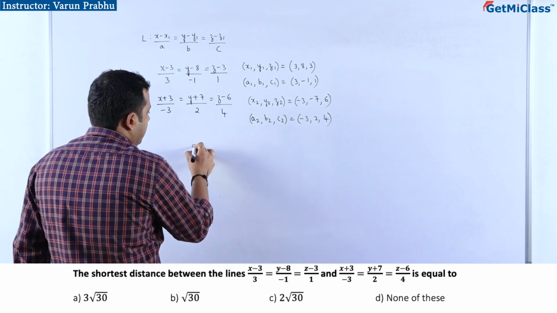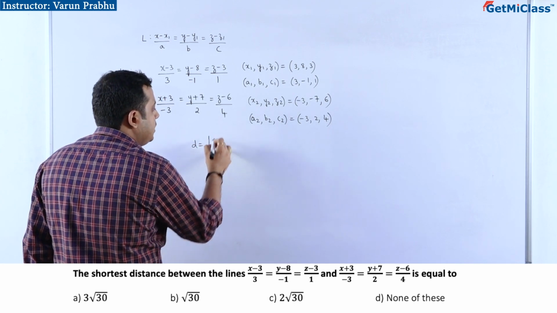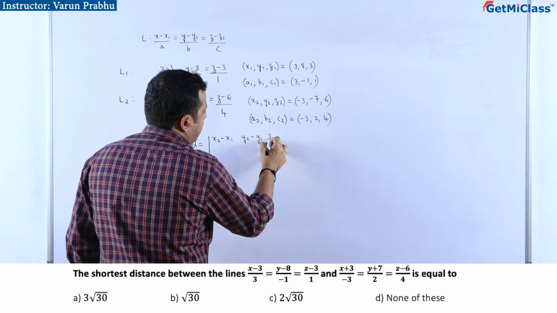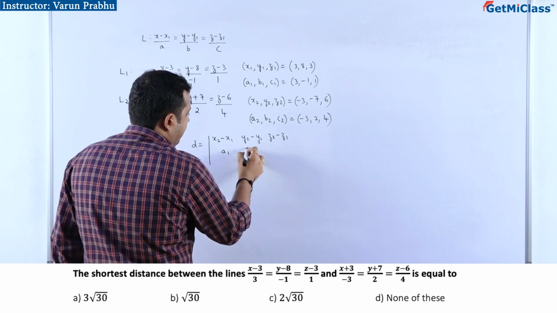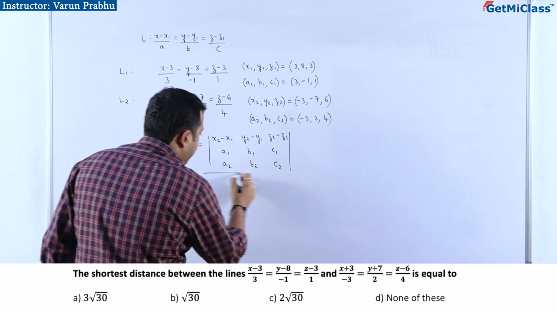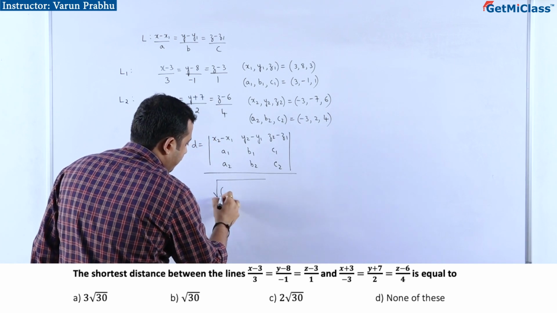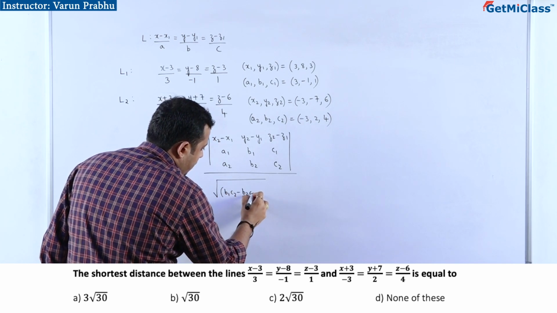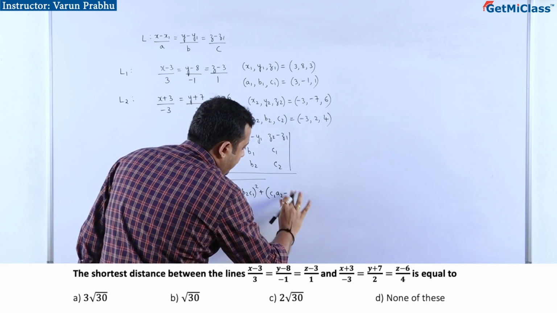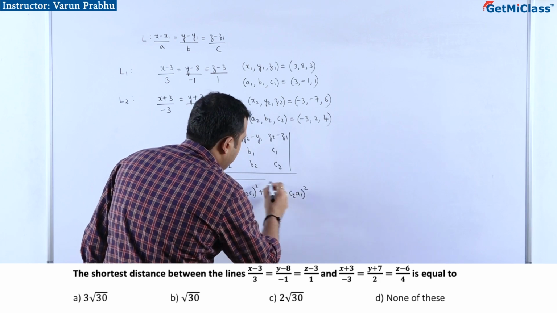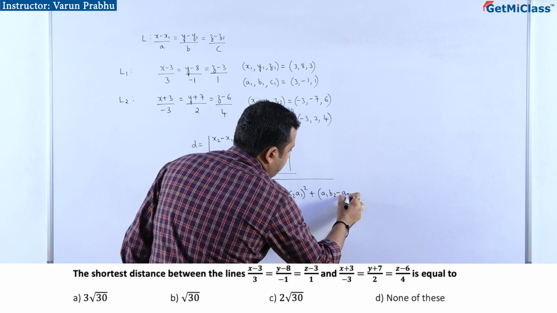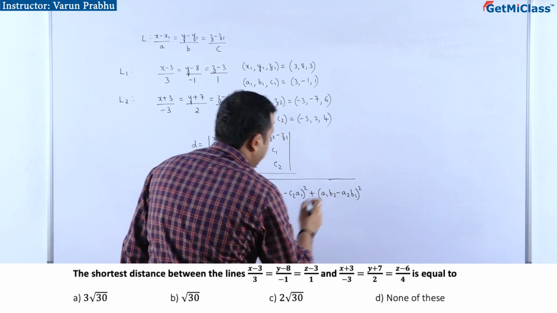Now I can write the shortest distance between the two lines. This is the determinant of (x2 minus x1, y2 minus y1, z2 minus z1), then (a1, b1, c1), then (a2, b2, c2), divided by the square root of (b1 c2 minus b2 c1) the whole square, plus (c1 a2 minus c2 a1) the whole square, plus (a1 b2 minus a2 b1) the whole square.